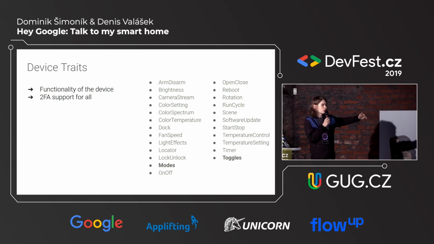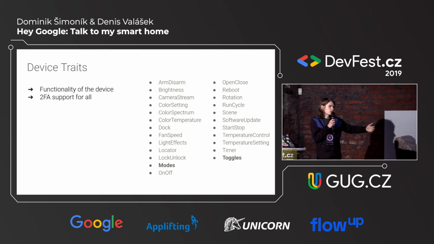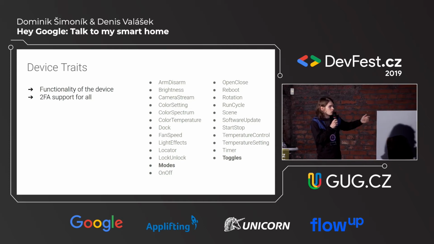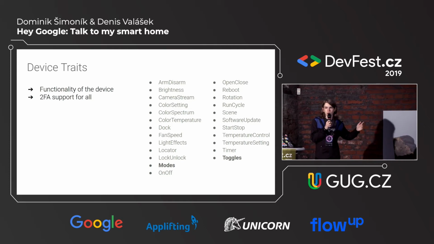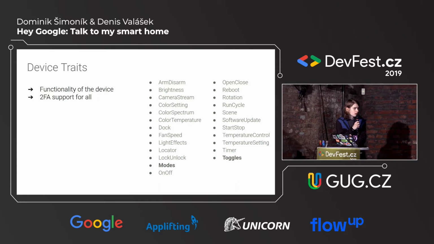Brightness will set up the brightness of the light. Color will set up the color. Start, stop. Hey Google, stop the device. Hey Google, start the device. And toggles are modes, and modes are special. We will talk more about them in a few seconds.